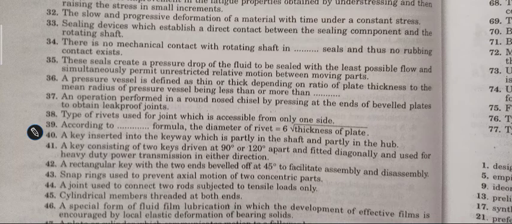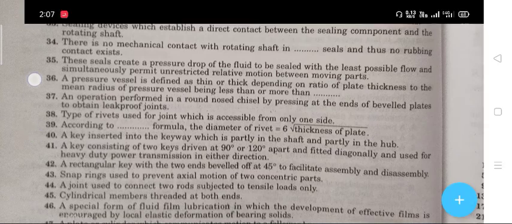हैं आपके कम्पिटिटिव एग्जामिनेशंस एंड अदर एग्जामिनेशंस में। दोस्तों, क्वेश्चन नंबर 36 की तरफ बढ़ते हैं आगे। क्वेश्चन 36 कह रहा है कि a pressure vessel is defined as thin or thick depending on the ratio of plate thickness to the mean radius of pressure vessel being less than or more than dash. The right answer is 1 by 15. Next question.